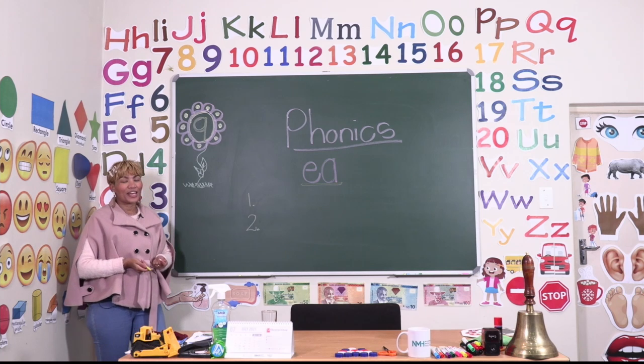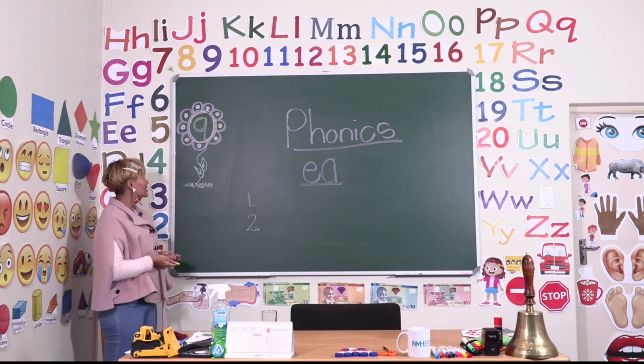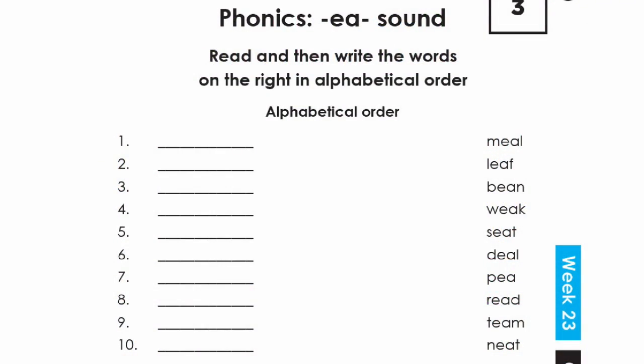In this lesson for today, we are going to do some phonics. For phonics, let's go to page 9 in our booklets. Okay, now today we are going to do the E sound. Now you will see there it shows the letter E and the letter A, and together they make an E sound. Okay, now it says read and then write the words on the right in alphabetical order.